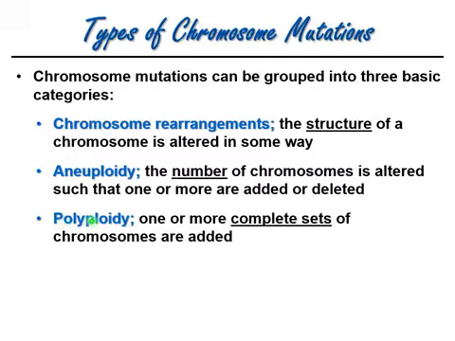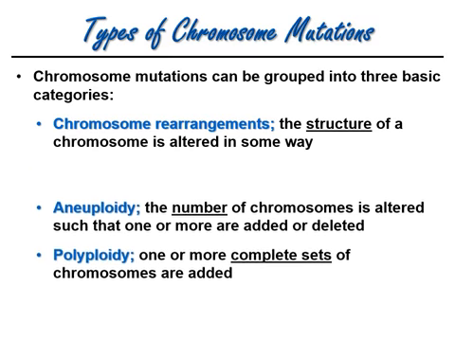So there's a whole area of these three different types of chromosomal mutations. You could have rearrangements within one or two chromosomes, or just one chromosome. You could have picking up or losing a chromosome, or multiple aneuploidies, right? You could pick up two or something like that. Or you could have polyploidy, where one or more complete sets of chromosomes are added.